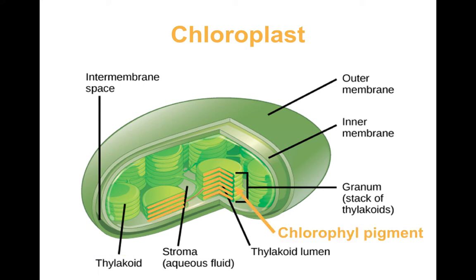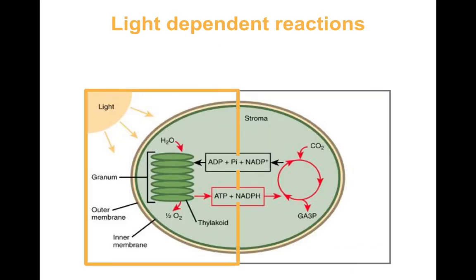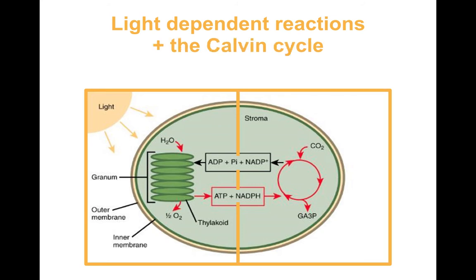Inside these flattened sacs, there is chlorophyll pigment at the membrane. And this is where the photosynthesis happens. Now, these processes can be studied in more detail. We have light reactions which take place in the thylakoid membrane using light energy to make ATP and NADPH. And we have the Calvin cycle, which takes place in the stroma and uses energy derived from these previous compounds, ATP and NADPH, to make G3P from carbon dioxide.